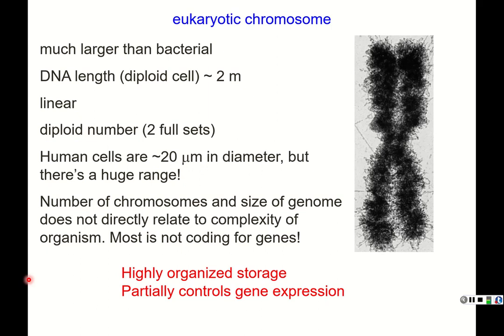The number of chromosomes and the size of the genome really do not directly relate to the complexity of an organism. That's because most of the DNA is not for encoding genes directly. And because of this big length of DNA and the small size of the cell, it has to be highly organized. That organized storage partially controls how the genes are expressed.